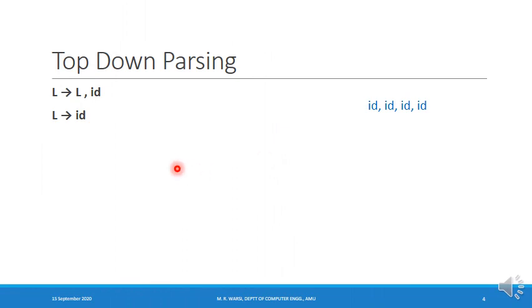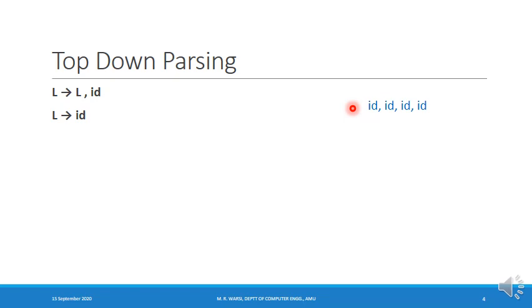Let's take another example of the grammar. Capital L derives L comma identifier. Capital L derives identifier. It's a very simple grammar containing only two productions. What is being realized by this grammar? It is accepting a list of identifiers. And this is one of the strings accepted by this grammar. We'll do the parsing of this string. We'll do the derivation of this.